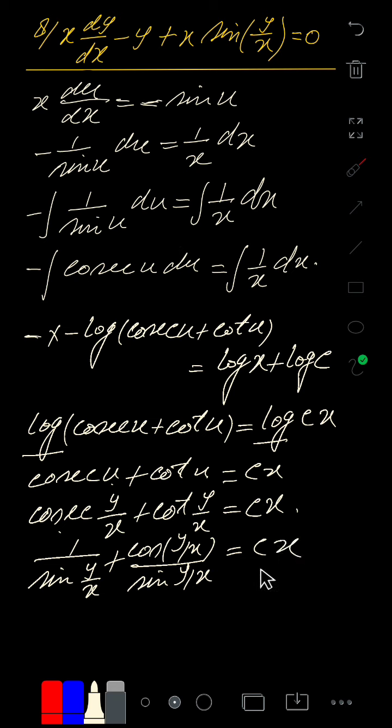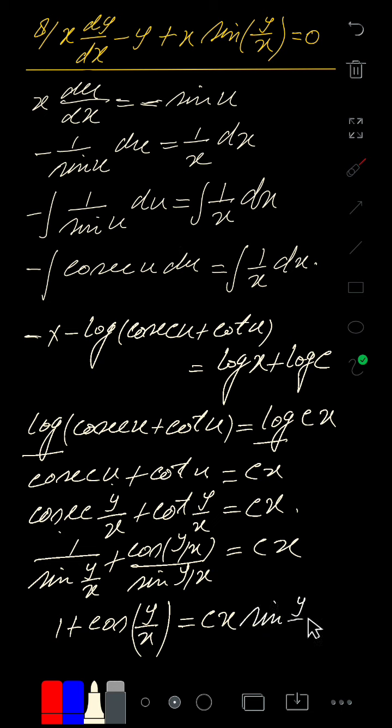Multiplying both sides of this equation by sine y upon x, we may write it as 1 plus cos y upon x is equal to cx sine y upon x, and this is the required solution of the given differential equation.